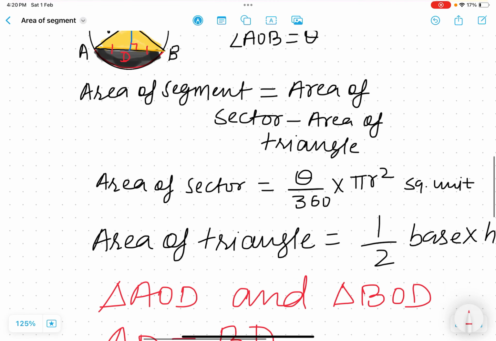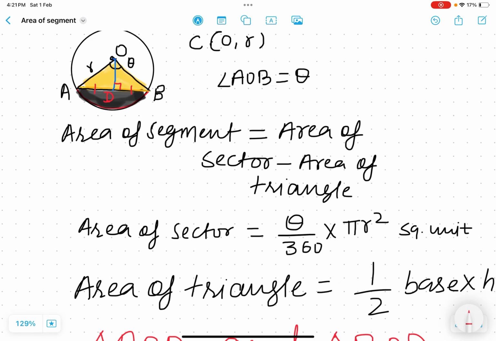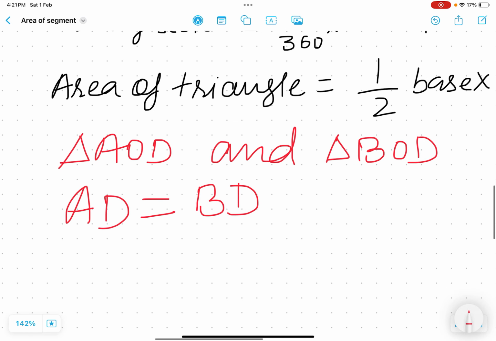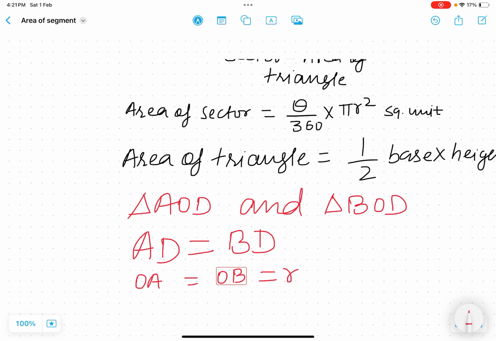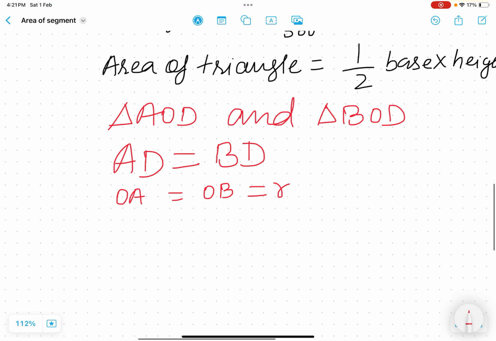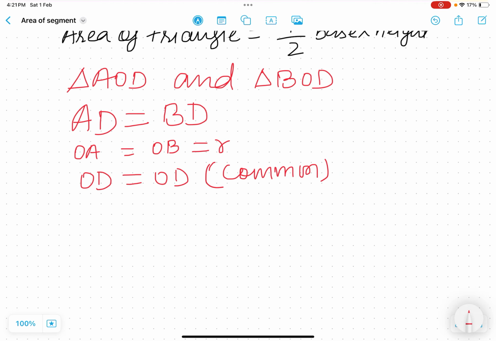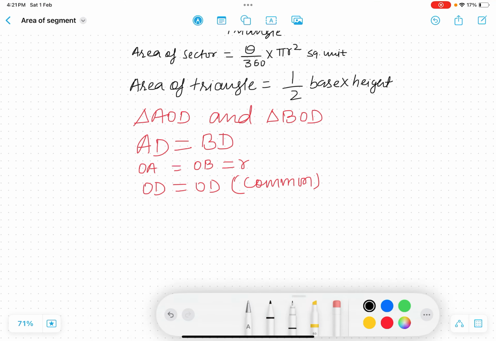Okay, now the second one, shall we write OA is equal to OB? Because they are the radius of the circle, isn't it? They are the radius. And shall we write OD is common? OD is common in both triangles. So OD is equal to OD, they are common, isn't it? So we can say these two triangles are congruent.